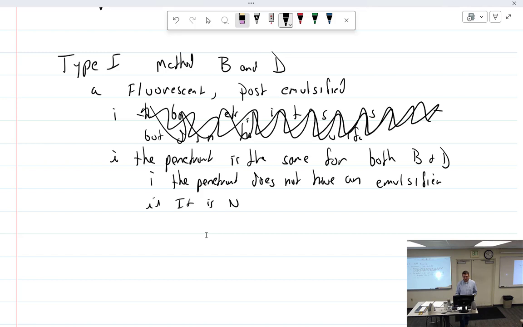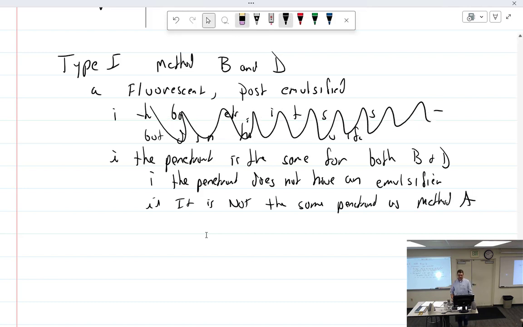It is not the same penetrant as method A, for obvious reasons. Hey, it says B and D on it. Yes.